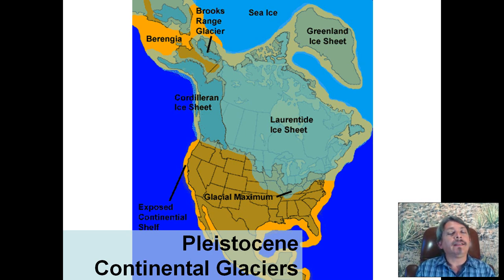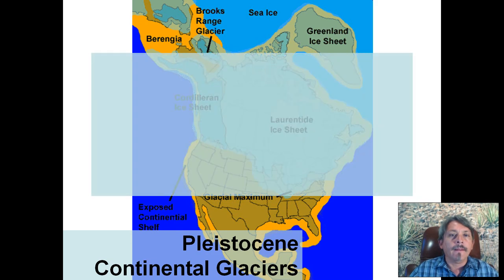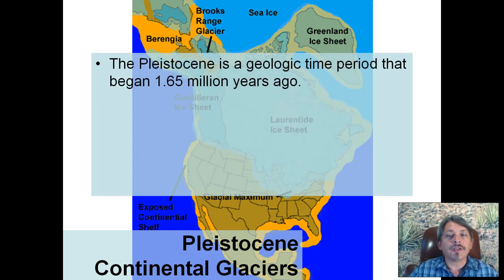Let's go back in time, a time when we had a different climate in the North American continent, in the world. It was much colder, and we had what they call the Pleistocene. The period of time is called the Pleistocene. We had large continental glaciers. The Pleistocene was a geologic time period that began 1.65 million years ago.